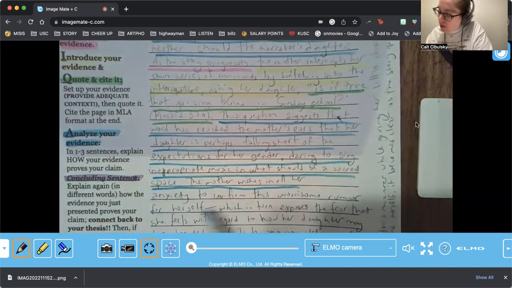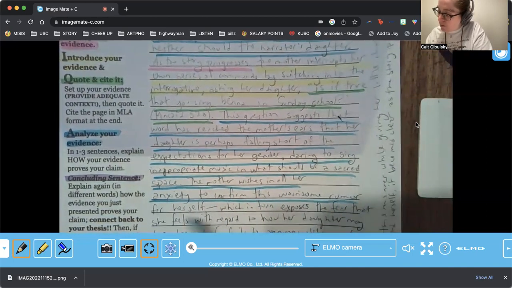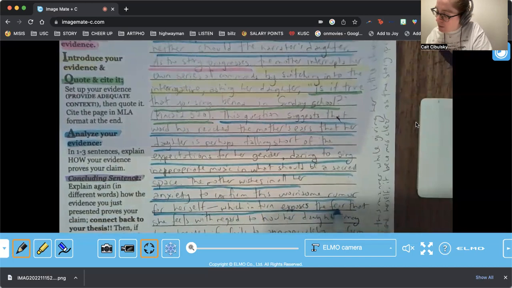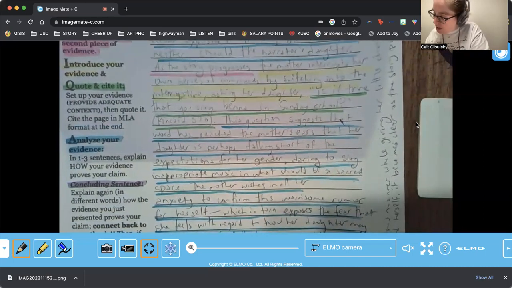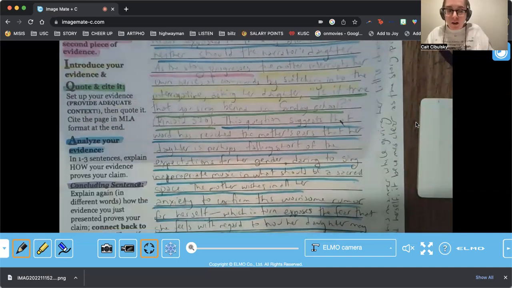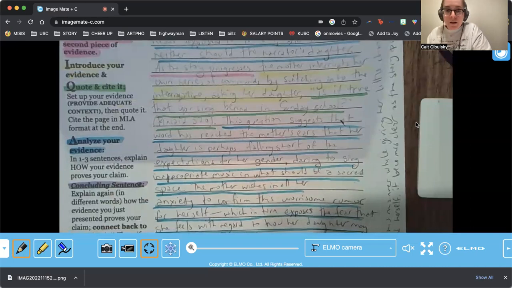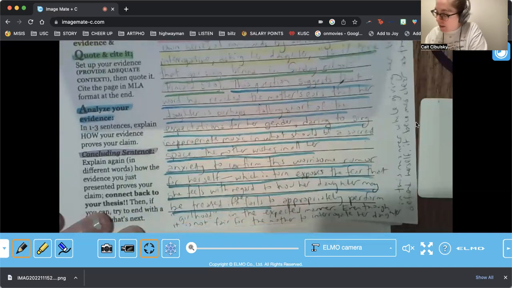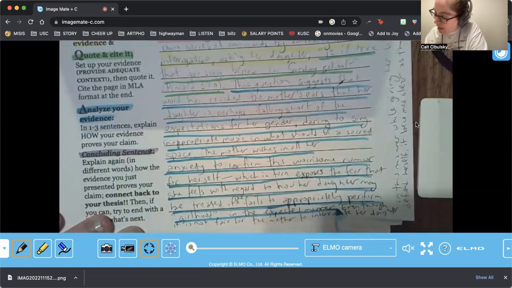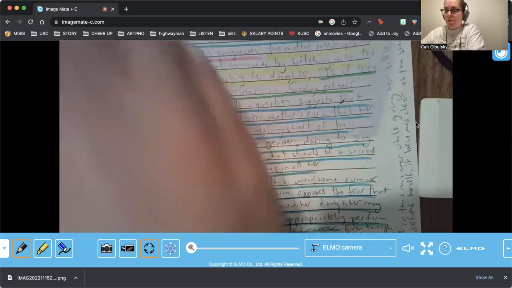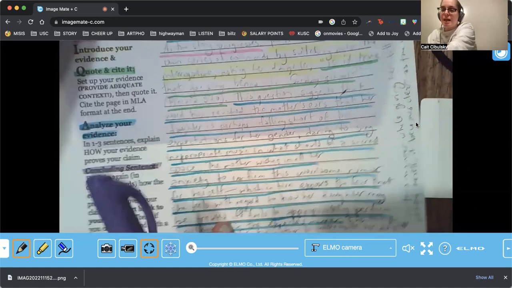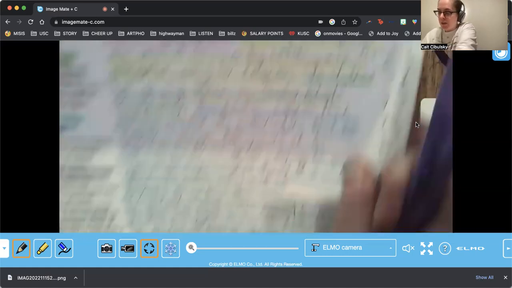The mother wishes in all her anxiety to confirm this worrisome rumor for herself, which in turn exposes the fear that she feels with regard to how her daughter may be treated if she fails to appropriately perform girlhood in the expected manner. And then we've got our purple for our last sentence here, our concluding sentence.